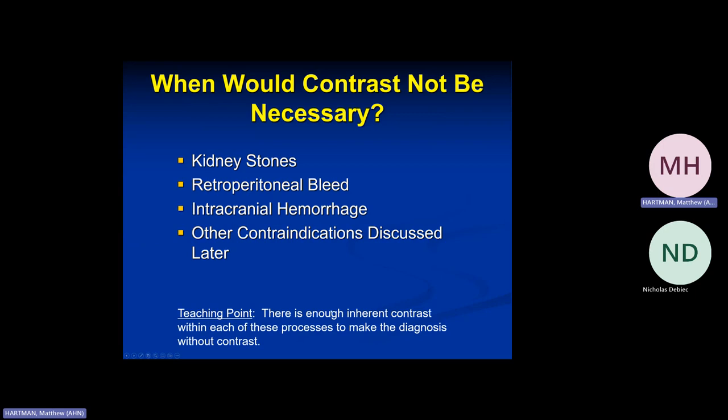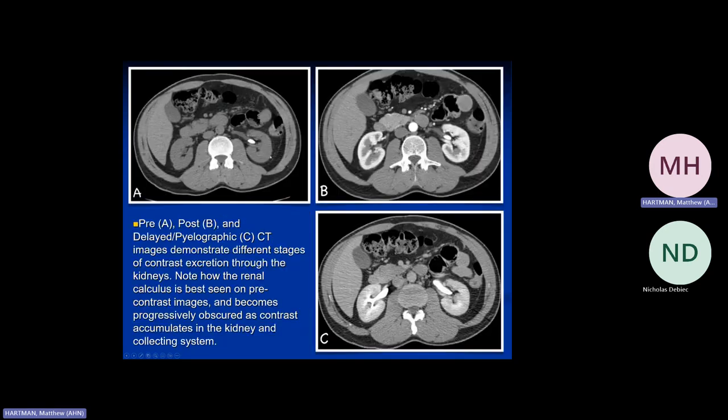So the teaching point: in many instances, there's enough inherent contrast that you do not need to give additional intravenous contrast to make the diagnosis. As in this example, this patient has a kidney stone, but for some reason was having hematuria. We probably could have just stopped here on the non-contrast scan. We see the stone very well, but we're going to go to the arterial or corticomedullary phase. We still see the stone, getting a little bit harder.